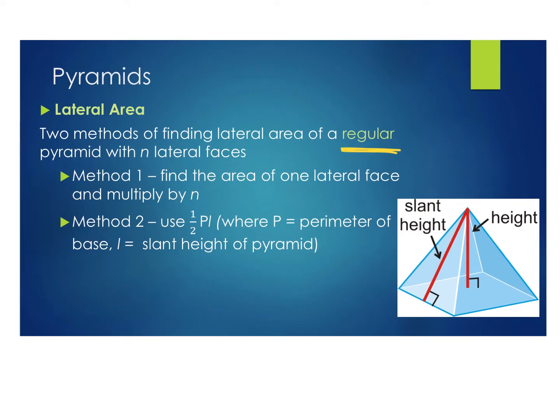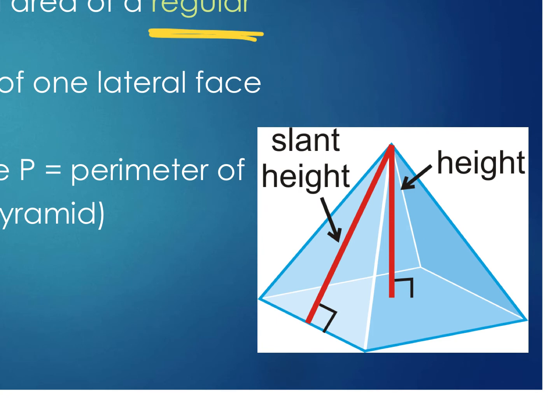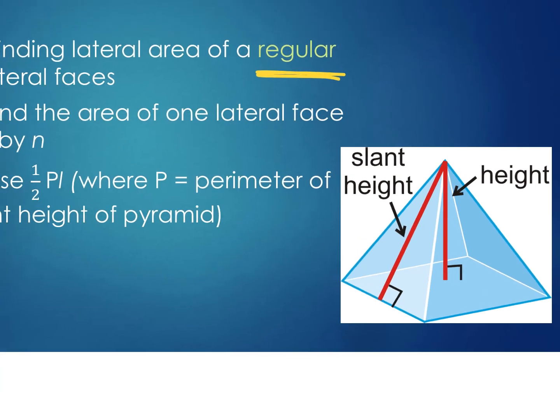Notice in my picture here, the slant height goes down the side of one of the triangles, whereas the actual height of the pyramid is straight up to that top vertex. So be aware of the location of the slant height and just the height of the pyramid. So let's go ahead and try an example.